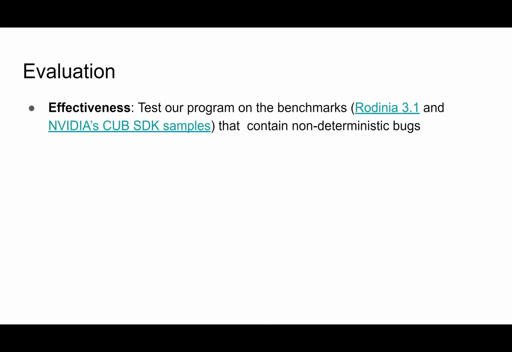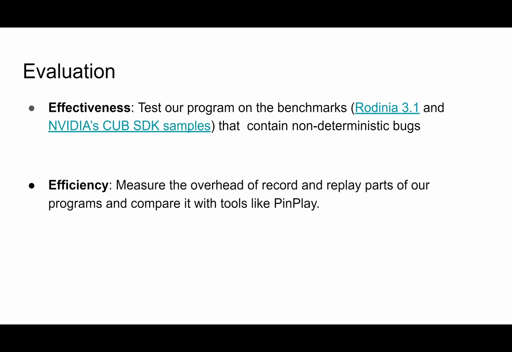Talking about evaluation, we measure our project with two metrics. The first is effectiveness. We can test our programs on benchmarks such as Rodinia 3.1 and NVIDIA's CUDA SDK samples that already contain non-deterministic bugs. We want to find out whether our tool can find those bugs. Another is efficiency. We want to measure the overhead of the record and replay parts of our tool, and then compare it with CPU record and replay tools such as PinPlay.